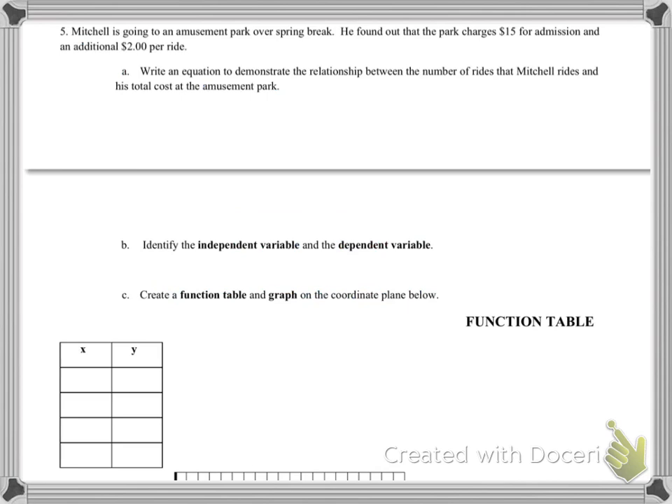All right, and lastly, we have this situation. Mitchell is going to an amusement park over spring break. He found out that the park charges $15 for admission and an additional $2 per ride. We have to write an equation to demonstrate the relationship of the number of rides and the total cost. So those are my variables, the number of rides and the total cost to go into the park. I just have to decide which one's independent and which one's dependent. And we talked in class that total cost is almost always the dependent variable, and it is the case here. The total cost depends on how many rides that Mitchell goes on.